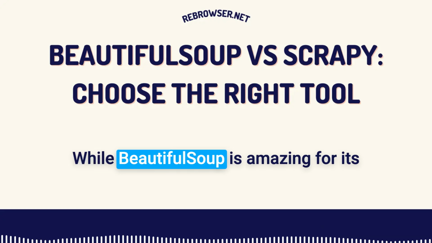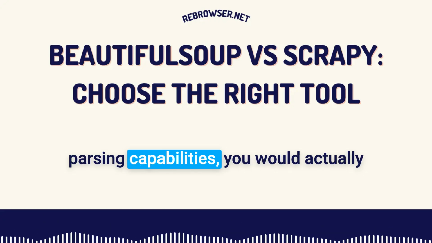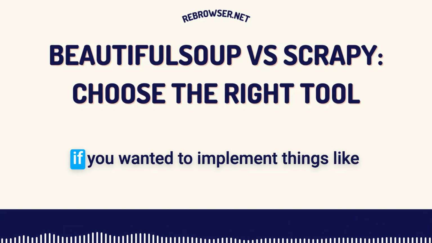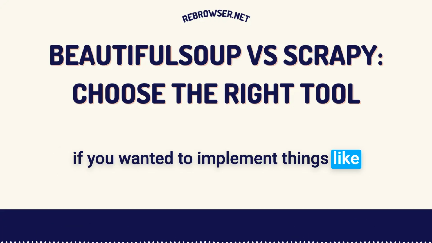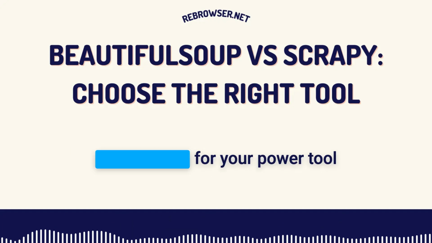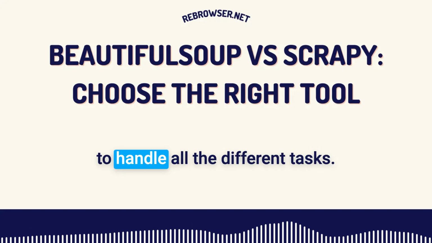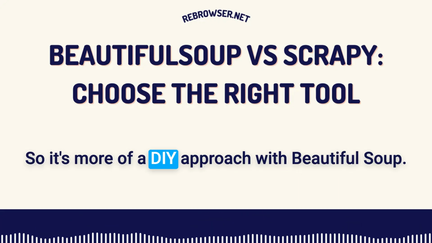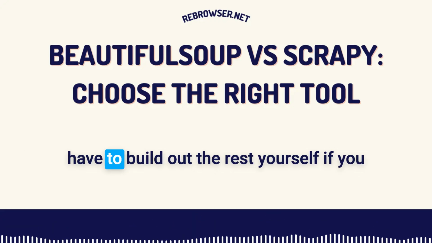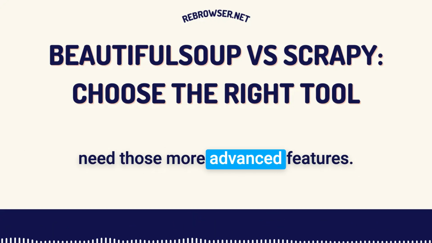While Beautiful Soup is amazing for its parsing capabilities, you would actually need to bring in some additional libraries if you wanted to implement things like crawling or asynchronous requests. It's like needing to buy those separate attachments for your power tool to handle all the different tasks. So it's more of a DIY approach with Beautiful Soup. You get the core functionality, but you have to build out the rest yourself if you need those more advanced features.